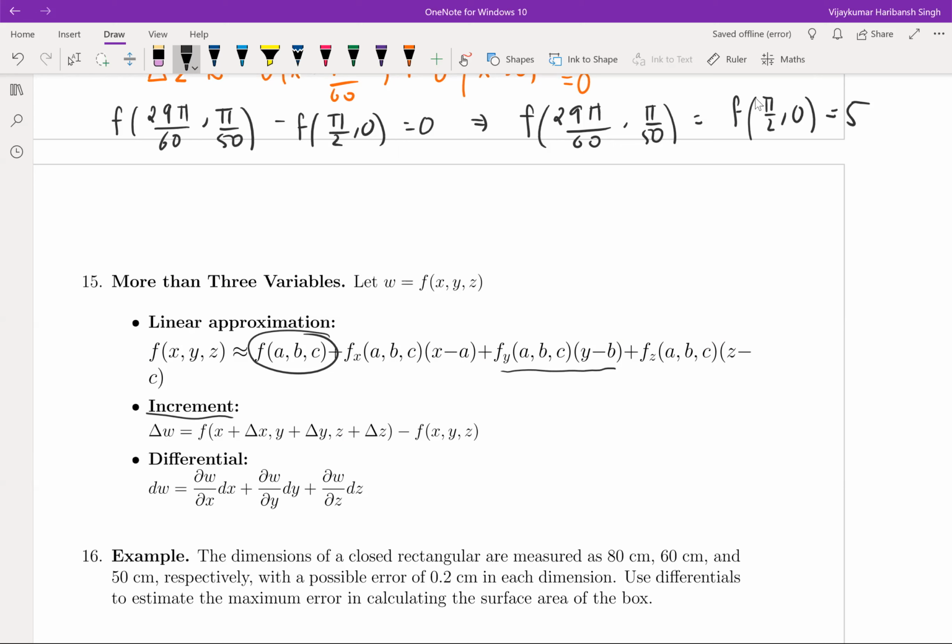The differential is given by the following. Okay, so this is the setup.